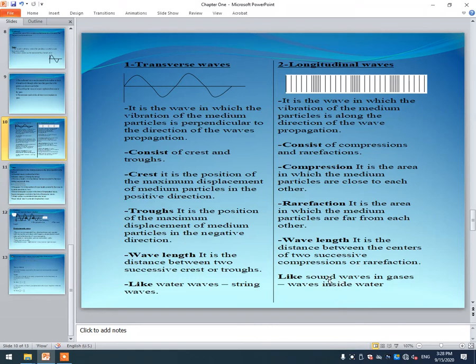Don't forget, we studied sound waves in gas, we studied sound waves in air, and we studied the water wave on the surface of the water. Now you can answer any question about transverse and longitudinal waves, and you can determine the type of wave as you wish by figuring out the direction of wave propagation and the direction of molecule motion.